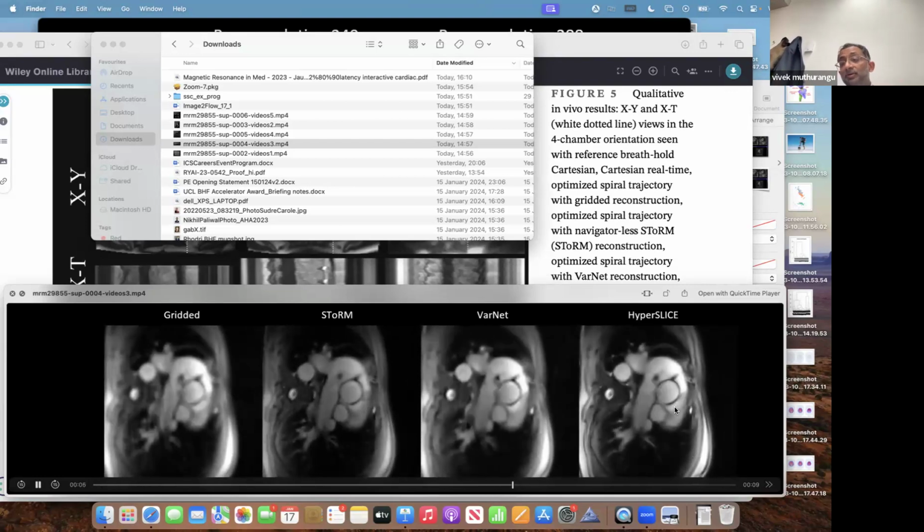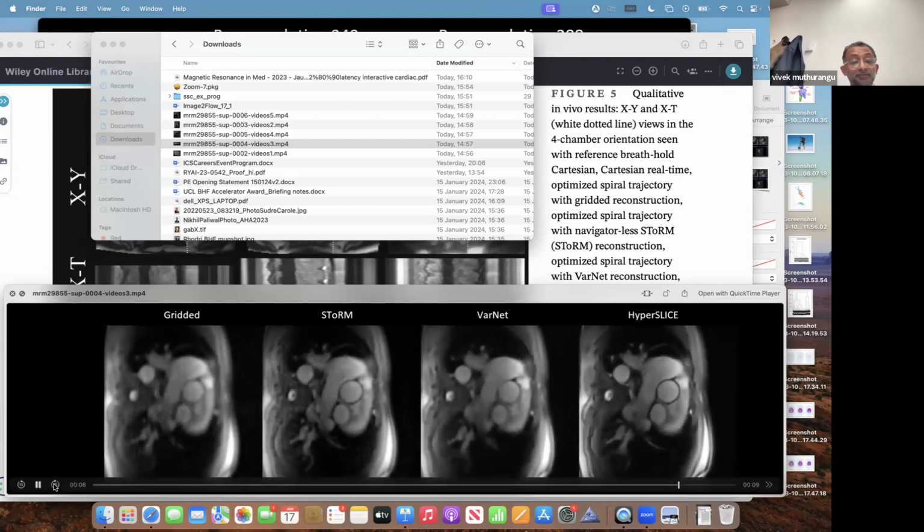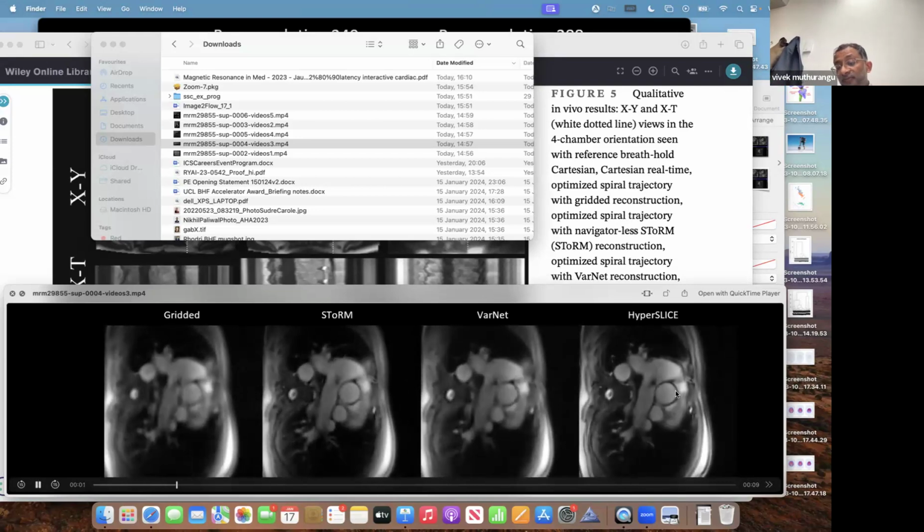We were really impressed with how good it looks compared to our state-of-the-art reconstructions. Very sharp borders, really nice temporal fidelity. You can see the catheter very nicely, even though it wasn't in training.